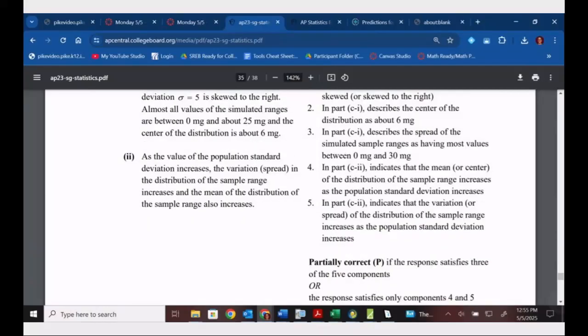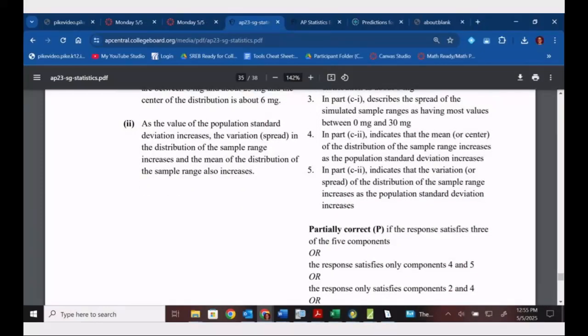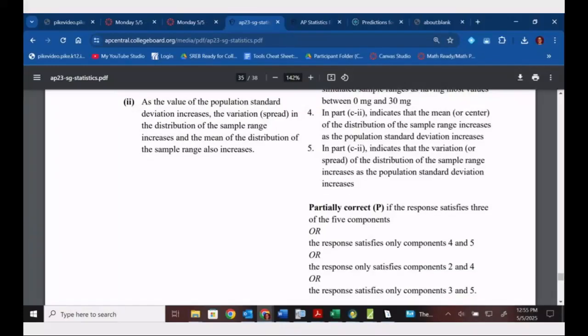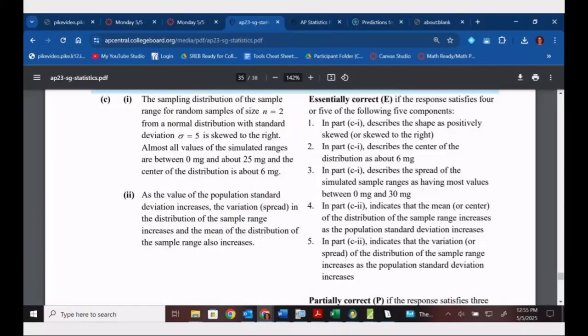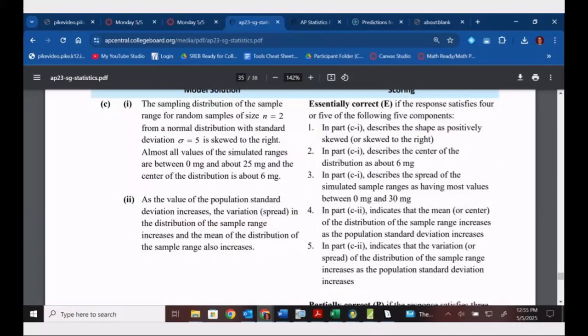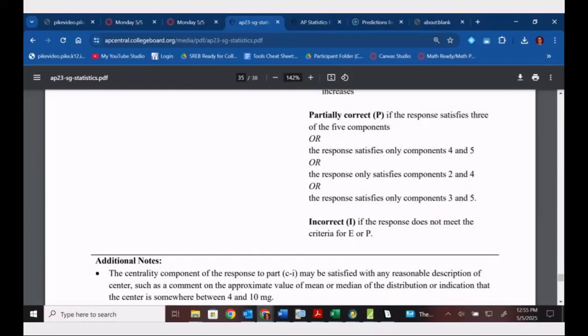If you have 3 of the 5 components, you get a P. Or if you only get components 4 and 5, you get a P. Or if you get components 2 and 4, or 3 and 5. So 3 of these, just 4 and 5, 1 and 4, 2 and 5, I think is what it was, are P's. Otherwise, 4 of the 5 components would get you an E. And that is for part C.